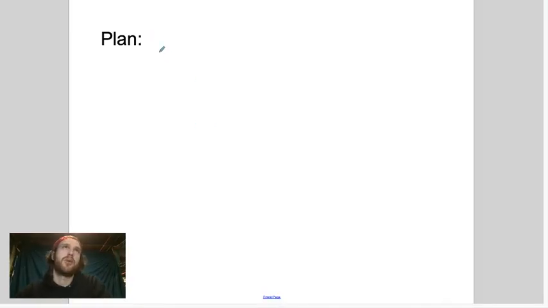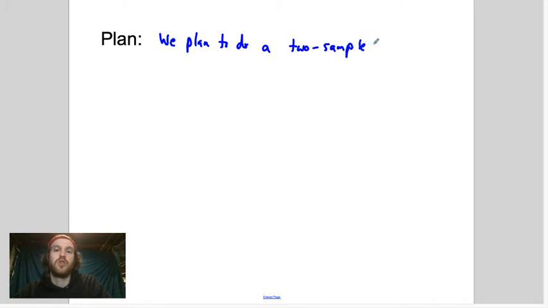Okay, plan. What's our plan? We plan to do a 2-sample... we're going to sample 2 countries. 2-sample z-test for a difference of proportions, which is P1 minus P2. Bingo. So that's the plan.